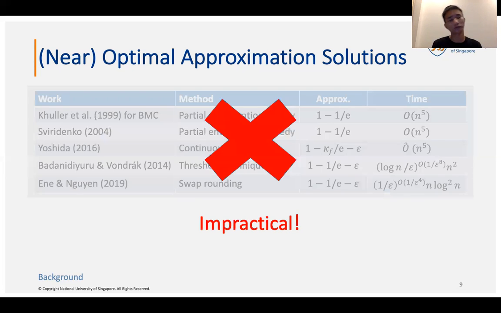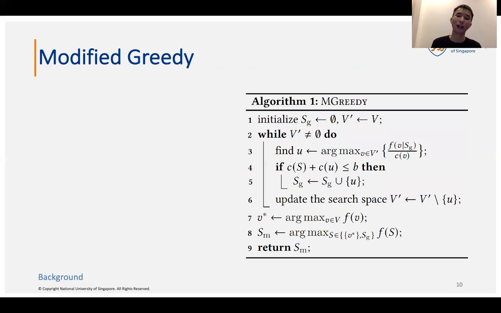This time complexity makes these algorithms impractical. So another solution is called the multi-variability algorithm.